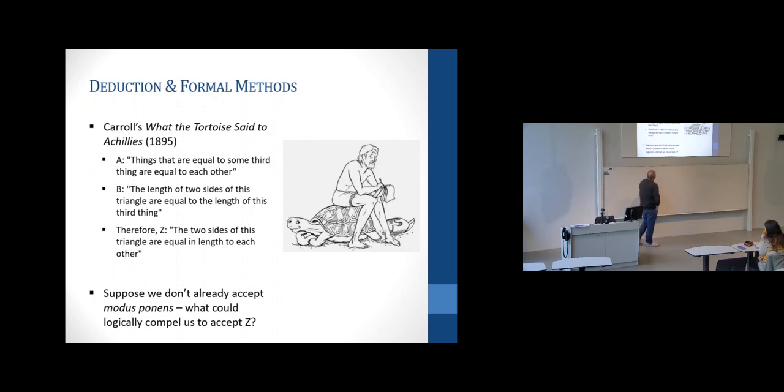But they have a sentence they call A, which says things that are equal to some third thing are equal to each other. So if one side of a triangle is a meter long, and the second side of a triangle is a meter long, and they're both as long as this meter stick, then the two sides are the same length. Makes sense, right? Sentence B: the length of two sides of this triangle are equal to the length of this meter stick. Conclusion: the two sides of this triangle are the same length.